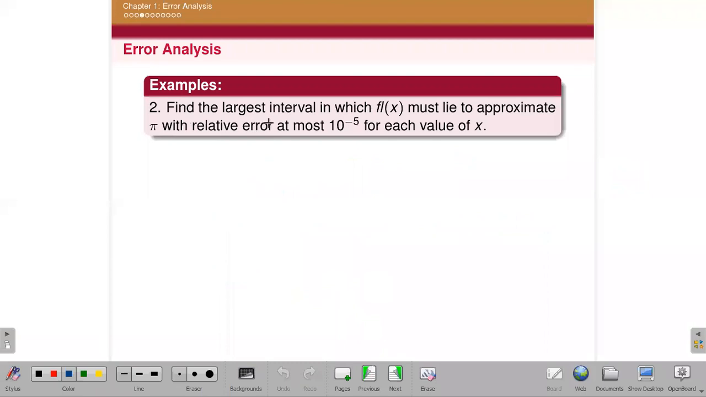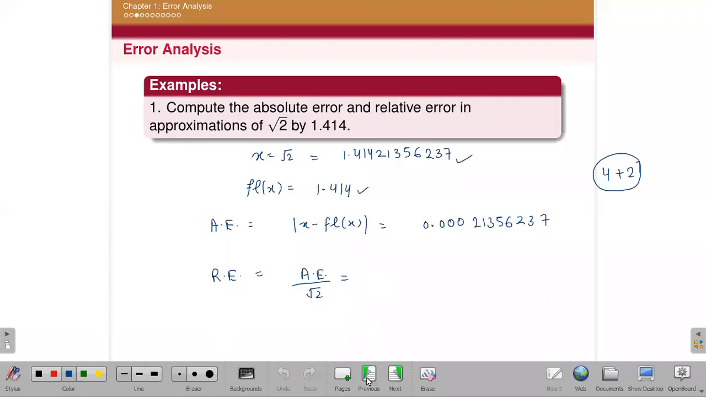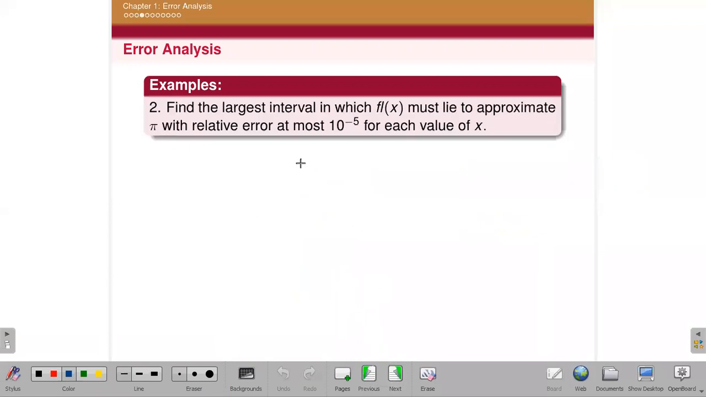So next question, find the largest interval in which FL of x. Okay. So now in the second question, find the largest interval. You have to find the interval in which FL of x, so FL of x is the approximation of x here, must lie to approximate pi with relative error at most 10⁻⁵ for each value of x.